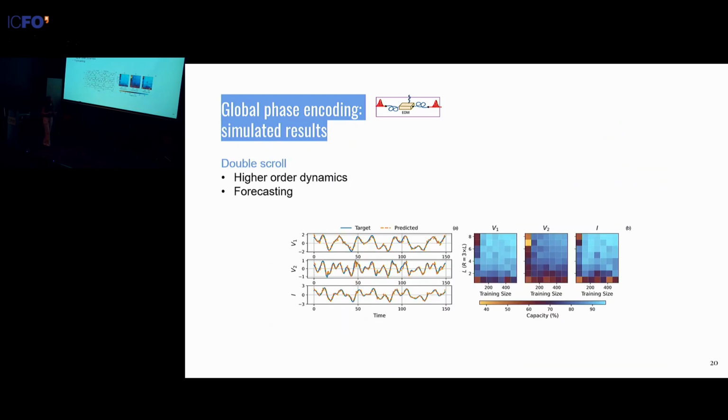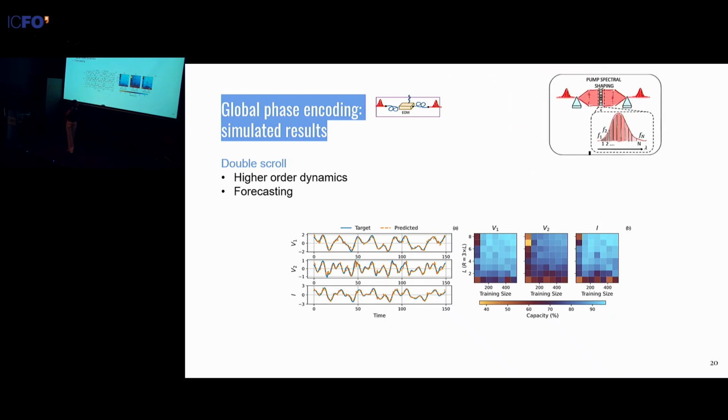Then finally, we stopped using the experiment because we didn't have enough time. But we used the digital twin to see what would happen if we tried a forecasting task, meaning that now our reservoir has to learn the behavior of a chaotic series and predict the next step. So we took the dataset called double scroll, which requires higher order nonlinearity and showcases this forecasting ability. As you can see, the capacity goes quite high, even with noise. This is with experimental noise, with relatively small training sizes and a bit of multiplexing.